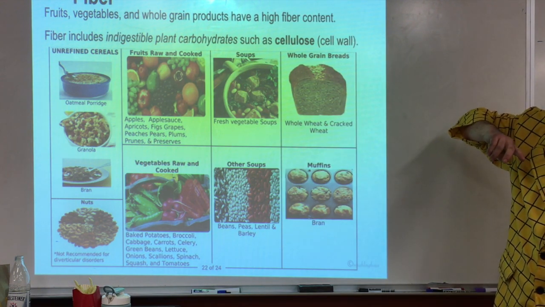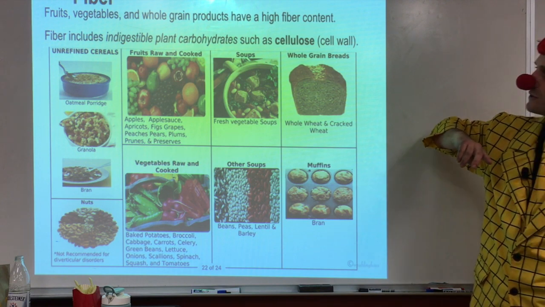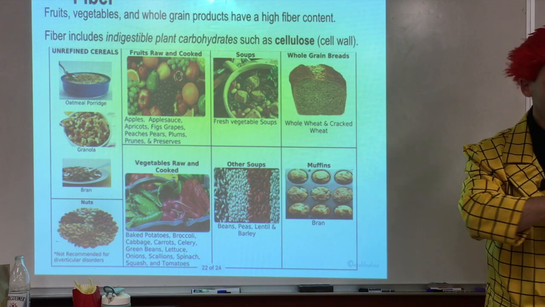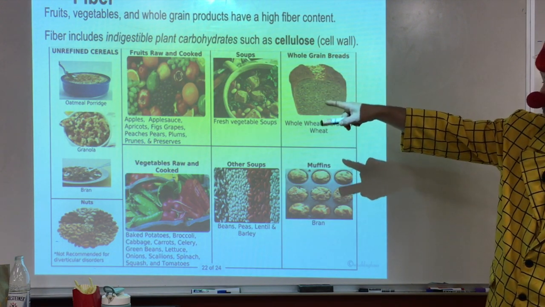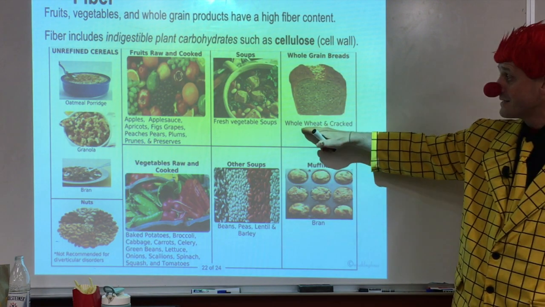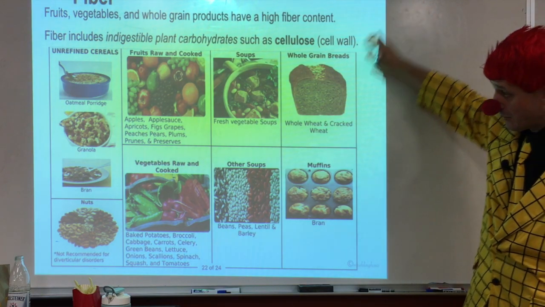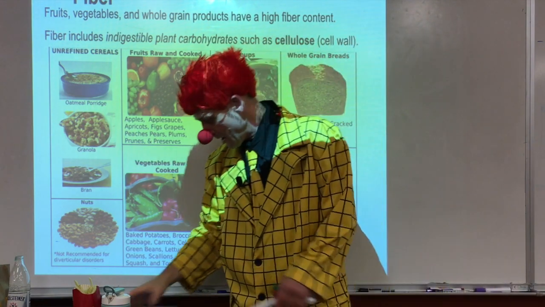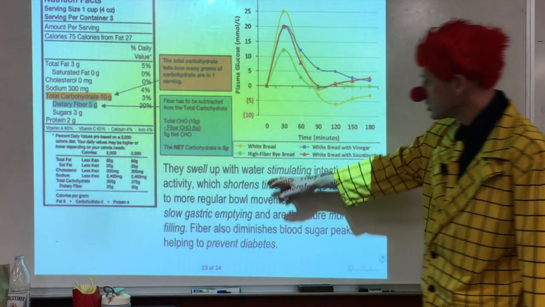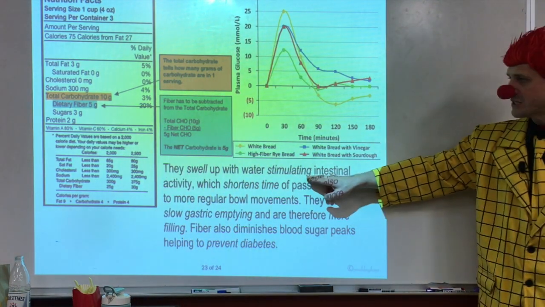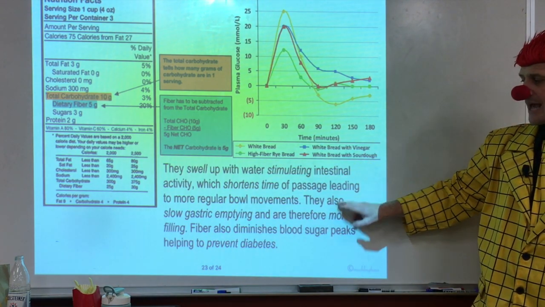Fruits, vegetables, whole grain products have high fiber content. Fiber includes indigestible plant carbohydrates such as cellulose, which is cell wall. So we can take it in, but the body can't use it. So that's all the stuff that has some fiber in it. Look, there we go. Bran is often good. Whole wheat, that's the part of the whole wheat that's better. And our whole wheat's not that great either, but you better go over here in terms of how much fiber you get, because the fiber swells up with water, and that stimulates intestinal activity, and that shortens the time that food goes through the stomach, so that gives us regular bowel movement.